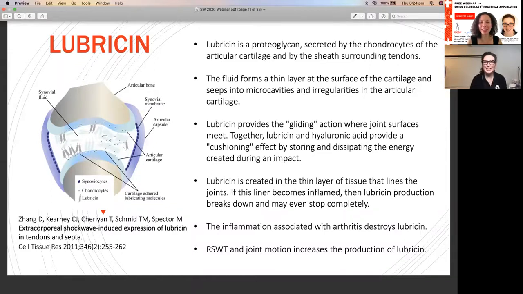So lubricin. This is the other big benefit from the radial shockwave therapy. It's a protein.